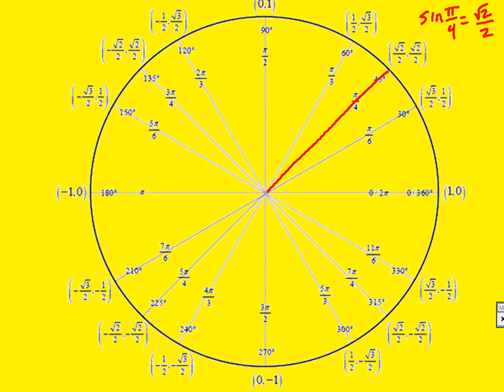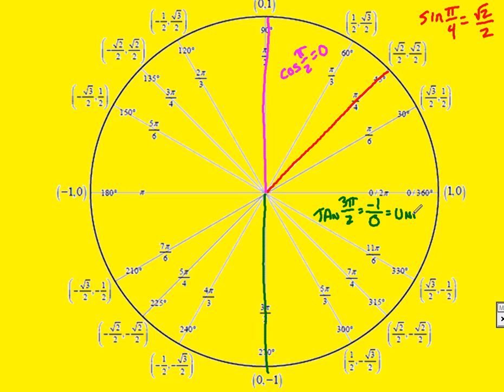Say I want to know what the cosine of pi over 2 is. Well, I just look at the x value at that point and I get 0. Let's do one more: the tangent of 3 pi over 2. Tangent is y divided by x, so negative 1 divided by 0. Well, we can't divide by 0, that's why tangent there is undefined.